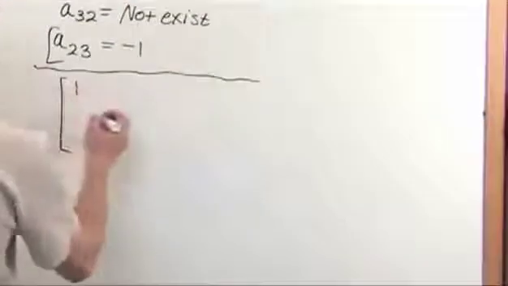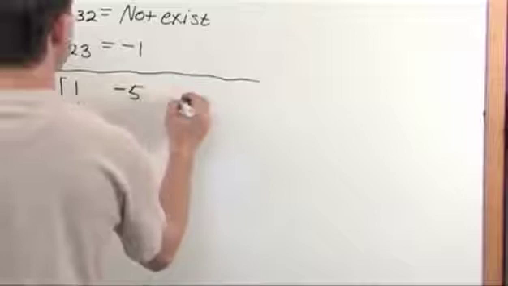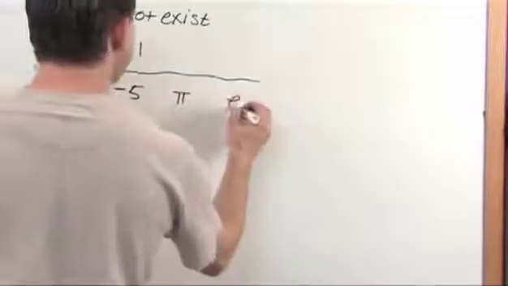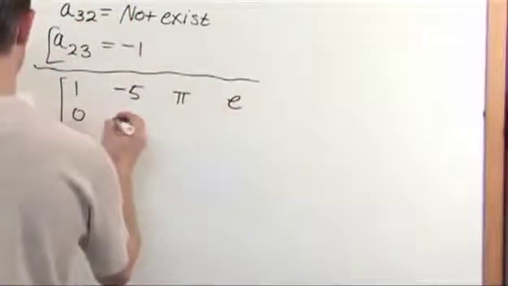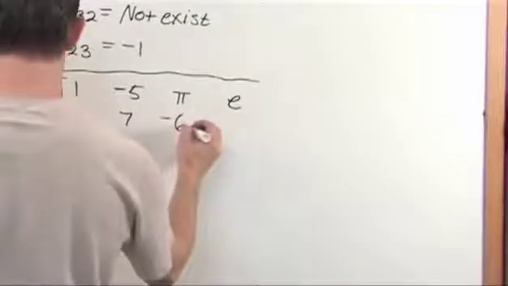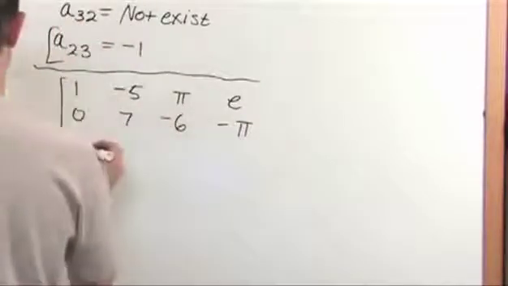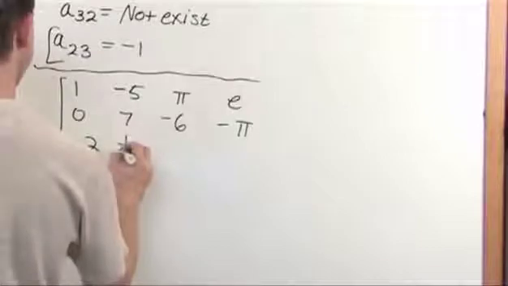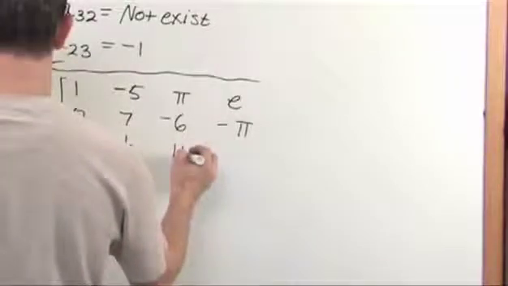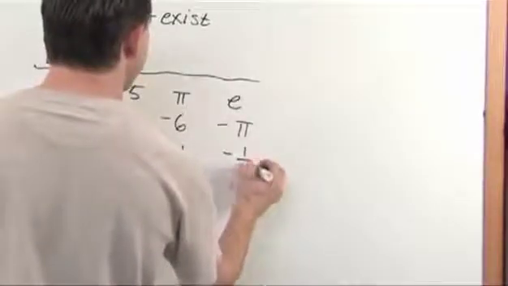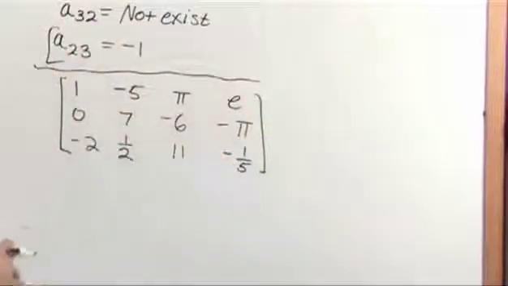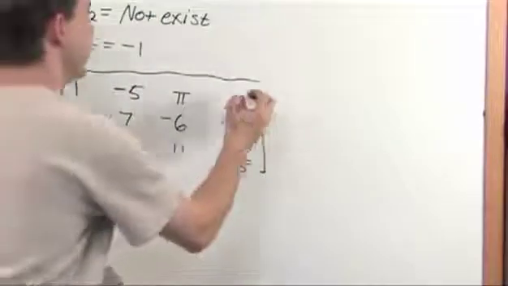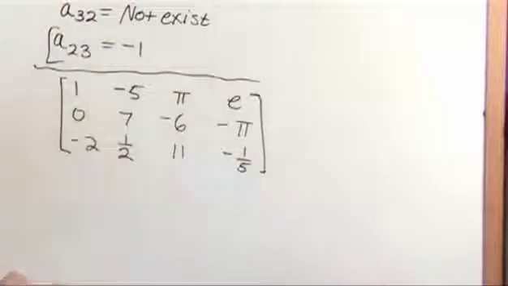is a big matrix: 1, negative 5, pi, e, 0, 7, negative 6, negative pi, negative 2, 1/2, 11, negative 1/5. Now, part of my motivation for breaking this section out by itself is just to get you comfortable looking at these matrices, okay?